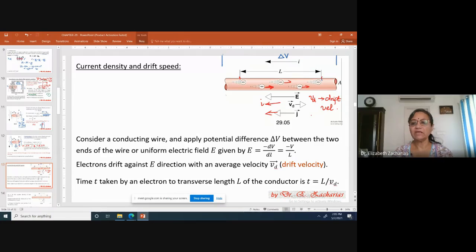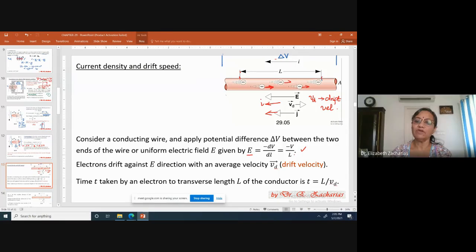A few minutes back, we said that there is a potential difference between these two ends, and we call that potential difference delta V. Now we can relate the electric field, this potential difference, and the length. Instead of writing delta V, let's say it is V. So E is equal to minus V by L is the relationship between the electric field, potential difference, and the length of the conductor.